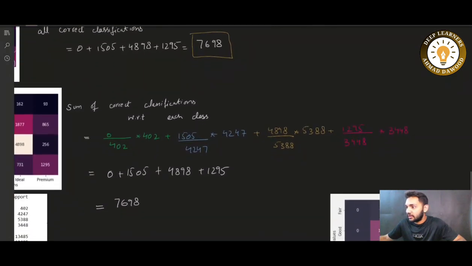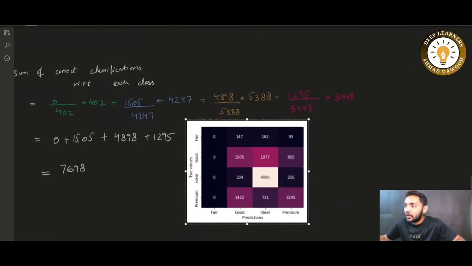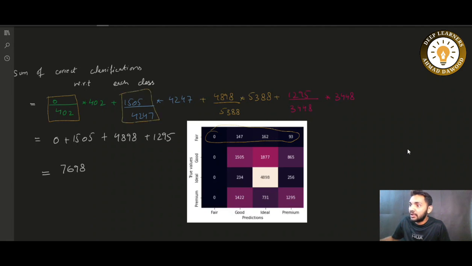Now if I ask you what is the recall of the fair class, you will calculate it that way: how many true predictions out of our fair samples. So 0 divided by 402 samples. This is the recall of the fair class. In that way, recall of the good class, recall of the ideal class, recall of the premium class, and then you have to multiply their frequencies in the actual data set.